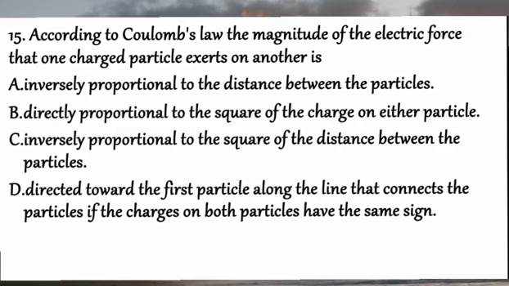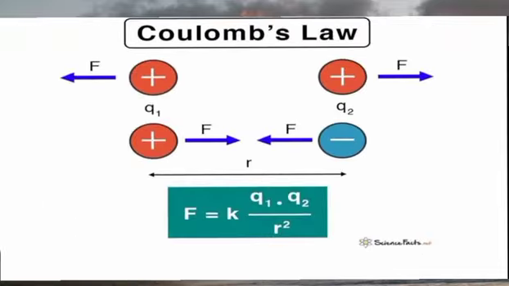The answer is C. Coulomb's law is F equals k times q1 q2 over r squared, so the force is inversely proportional to the square of the distance between the objects. For example, if you have two positive charges, q1 and q2, there is a repulsive force. The Coulomb force equals the constant k q1 q2 over r squared, where r is the separation between them.